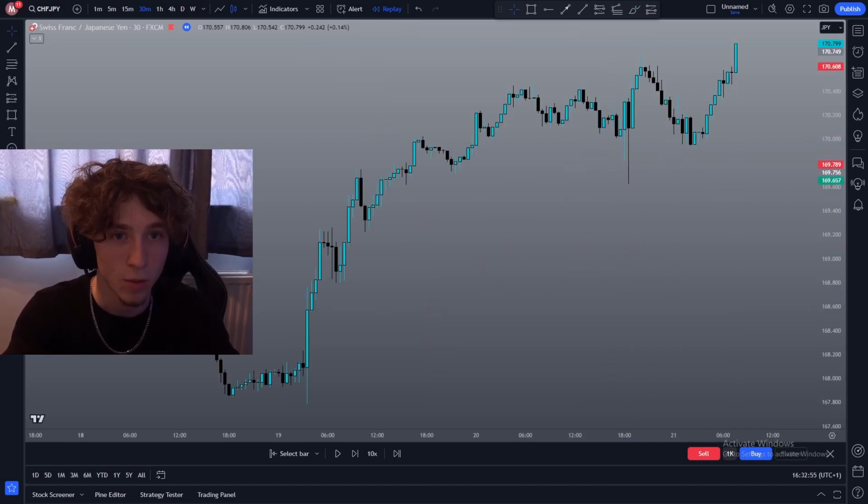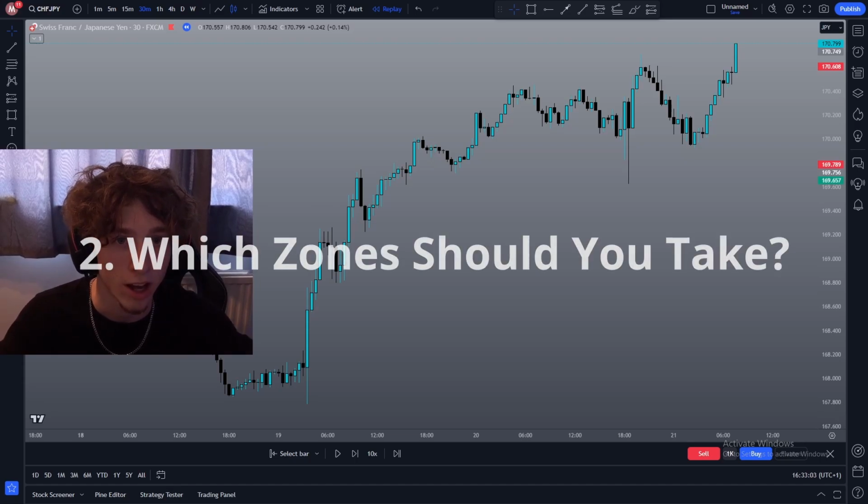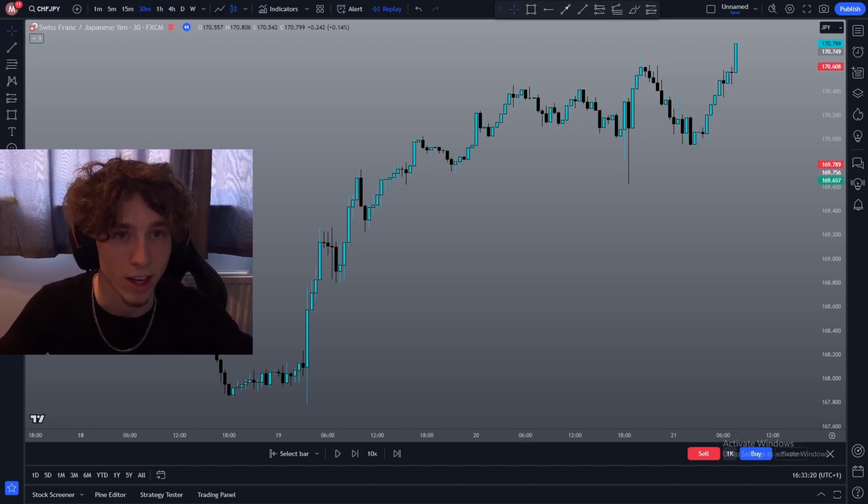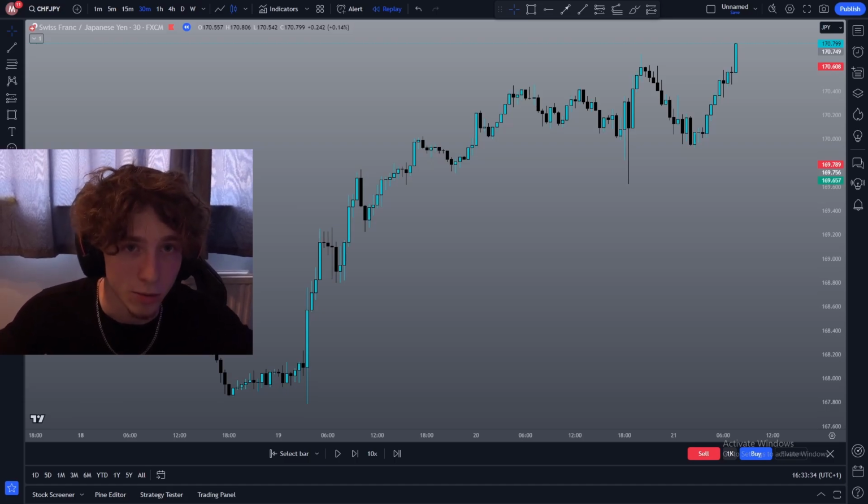The next thing I want to talk about is which zones you should be taking. Now, I have talked about this before, but I know it can be confusing to know which zones you should be taking and which ones you should be avoiding. So I'm going to go through this again because people be asking the same questions. And I actually think this is the exact same example I used the first time as well. But I'm here to help. Obviously, that's the whole point of the video.